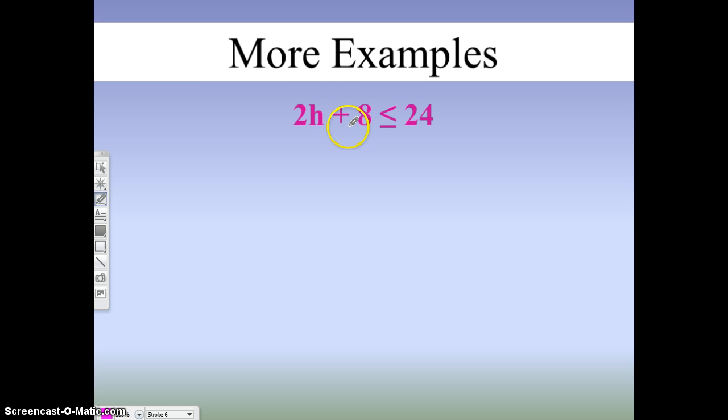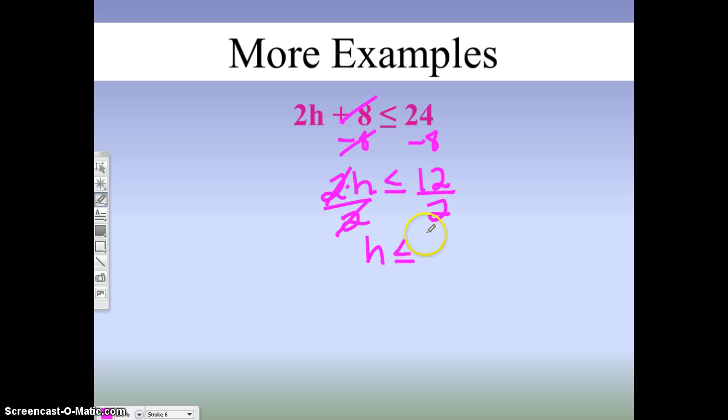Okay, one more. Here it is nice and neat with addition and division. Pick off the weak stuff first. Get rid of that negative 8. Subtracting it from both sides, we get 2h. 24 minus 8 gives us 12. We want to get h by itself. We want to detach from that 2. It's currently being multiplied, so we will divide to undo it. 12 divided by 2 is equal to 6.